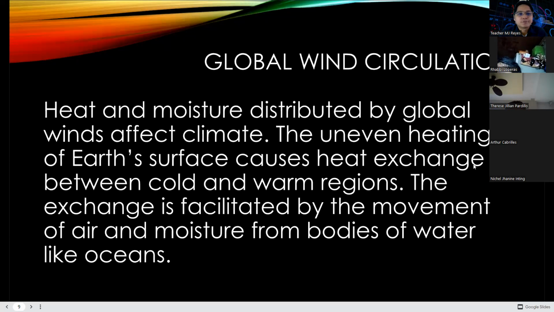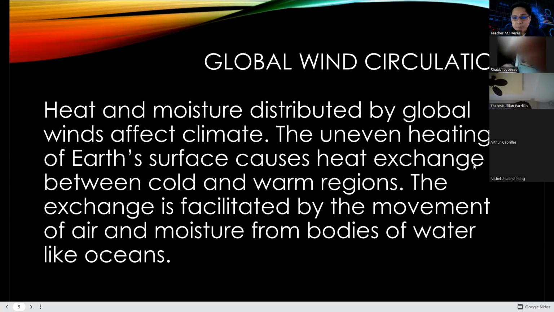Global wind circulation. Heat and moisture distributed by global winds affect climate. The uneven heating of Earth's surface causes heat exchange between cold and warm regions. The exchange is facilitated by the movement of air and moisture from bodies of water like oceans. Remember that the water cycle started everything.